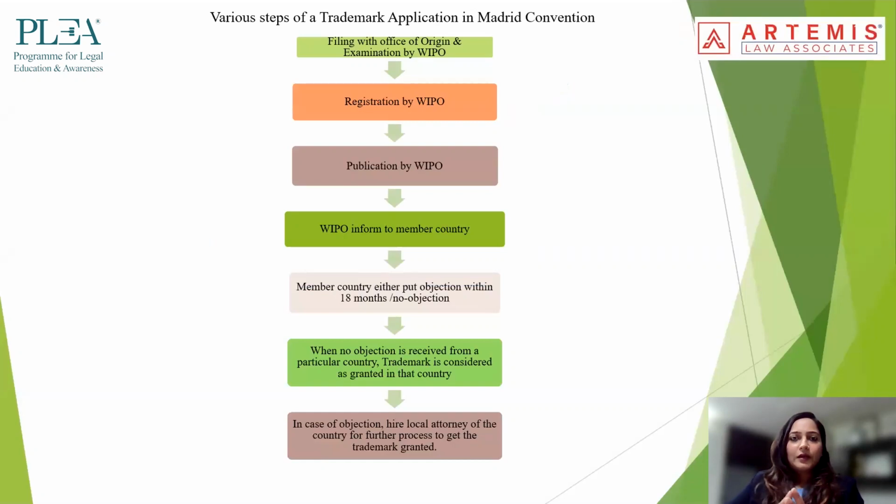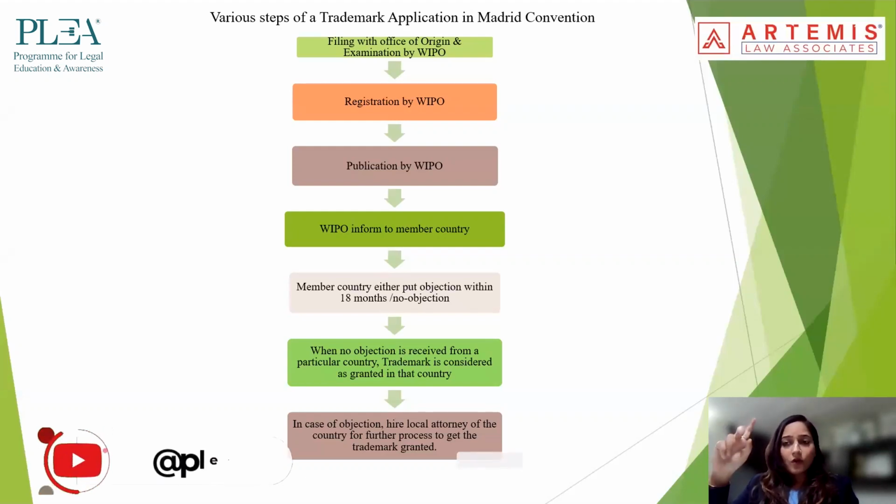First, you file the application with the Office of Origin, and then WIPO, the World Intellectual Property Organization, and you basically have a tick mark, like a checkbox. You select the countries of your interest, and accordingly the fee is also determined. There is a base fee, and there is a country fee. So if you select, for example, 2 countries, you just choose those 2 countries.